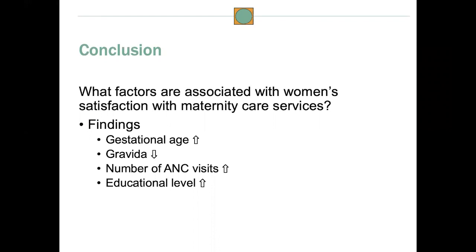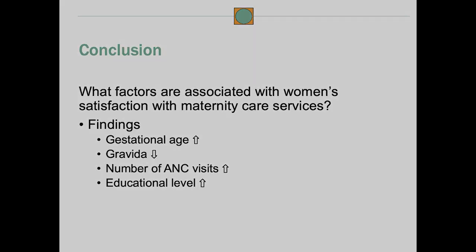To answer our research question, controlling for all other variables, we found that gestational age, number of ANC visits, and having a secondary or higher education were possibly associated with high satisfaction. Gravida was significantly and negatively associated with having high satisfaction. Thus, we need to consider the policy or program implications of these significant predictors when attempting to increase a woman's satisfaction with maternity care services in general. We need to consider these.